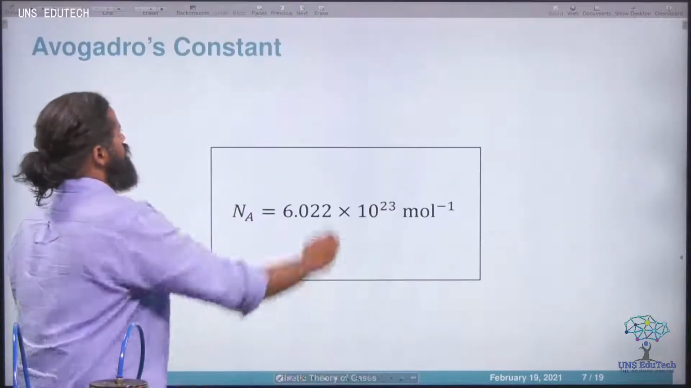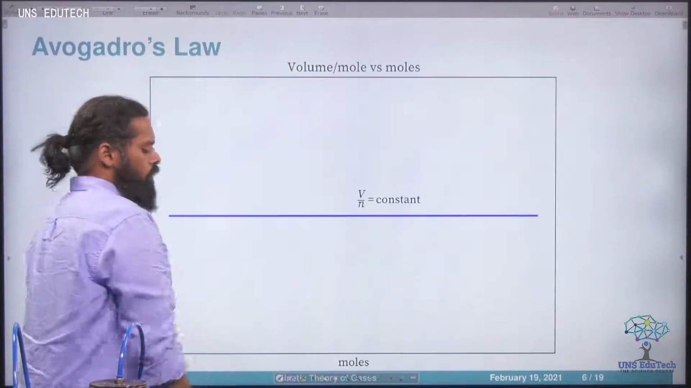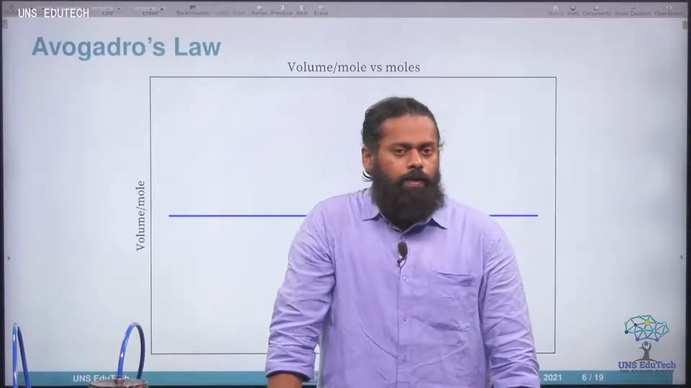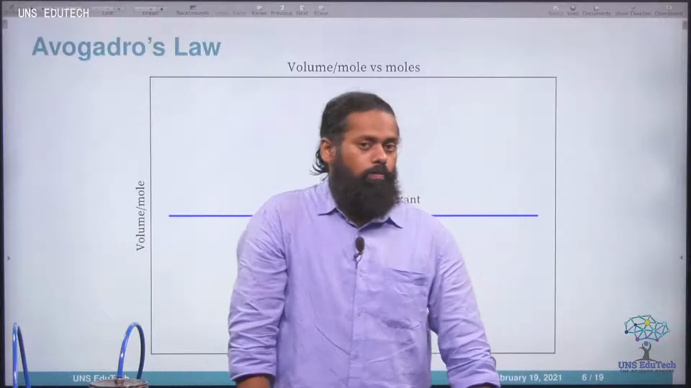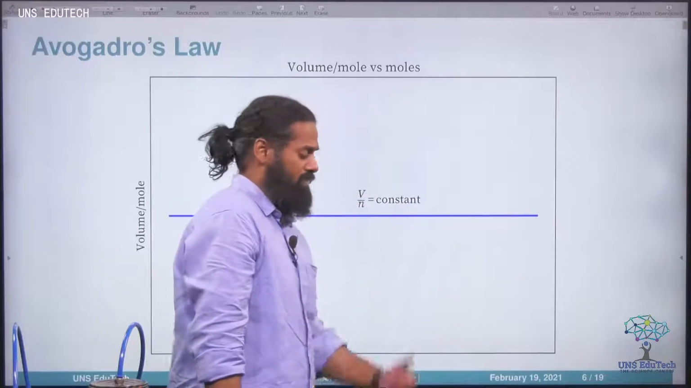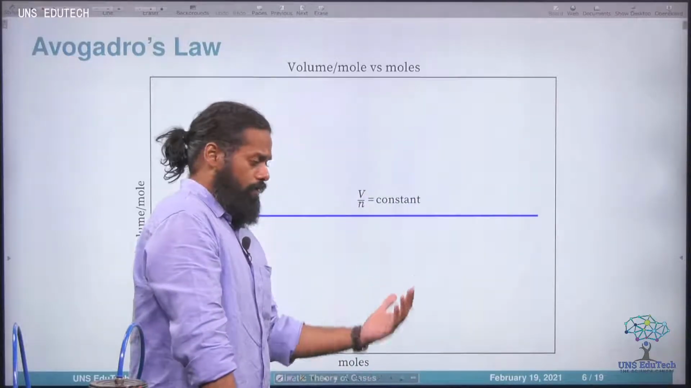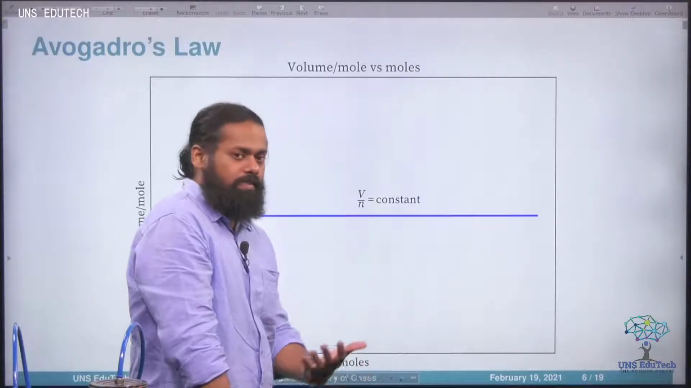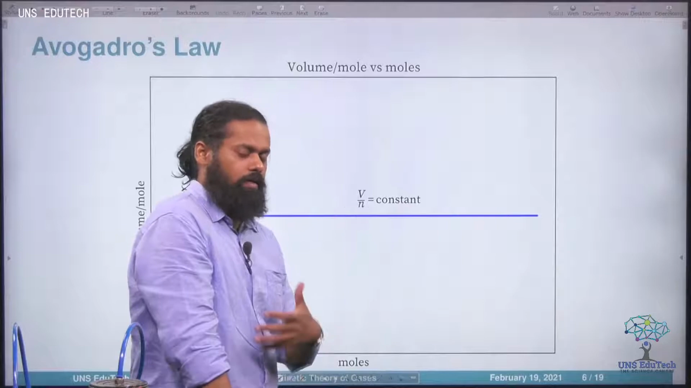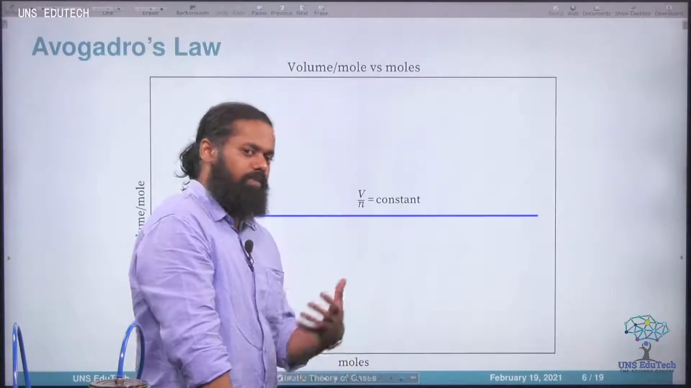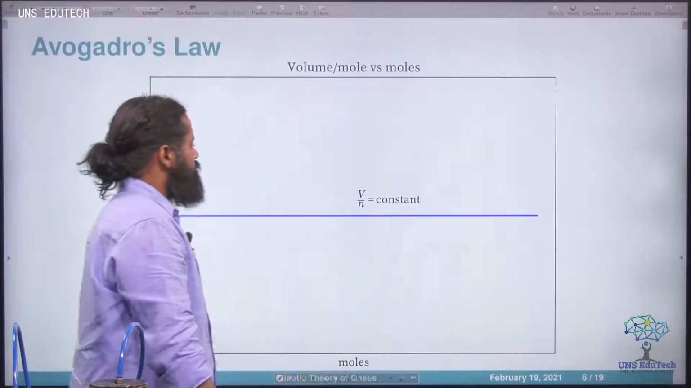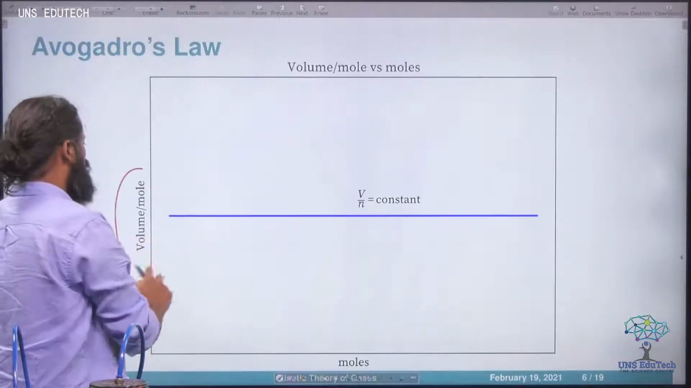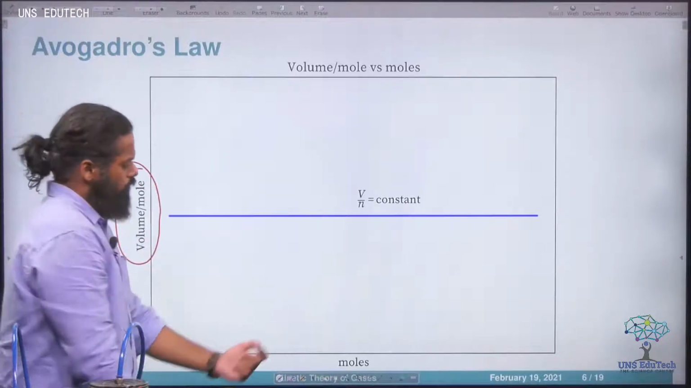See, Avogadro's law. Avogadro's law says something very interesting and important, and it was neglected for almost 100 years. It was neglected after his proposal, and later one scientist brought a systematic analysis in chemistry, it got formulated, and people started using this law. Here you can see that on the y-axis we are plotting volume per mole. On the x-axis is moles.